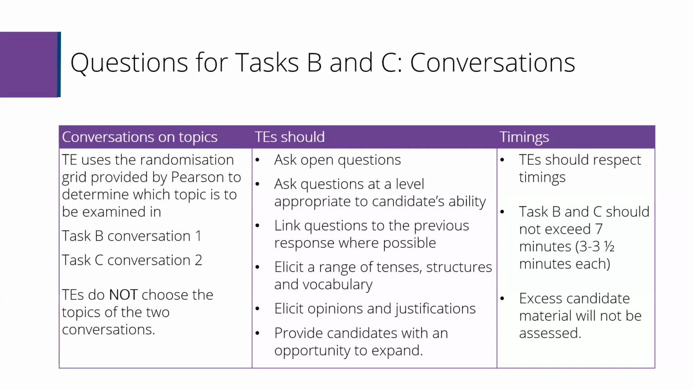It's important that you respect the timings. Task B and Task C should not exceed 7 minutes, and examiners will stop listening at that point, so you don't do the candidates any favour by exceeding that time period. It's the same as when they sit and take the exam in the hall. They have the hour and 45 minutes to do paper 2, and so the time is absolutely critical.